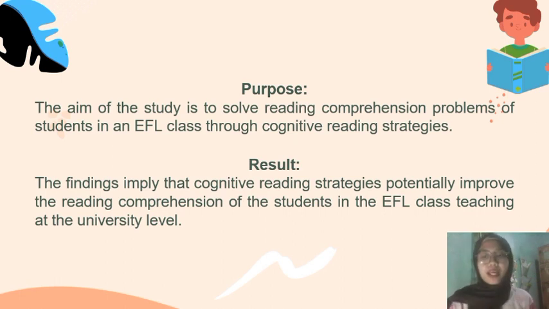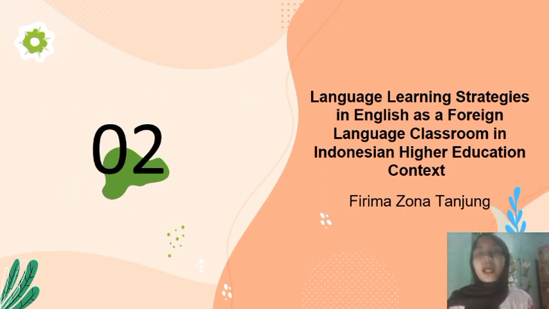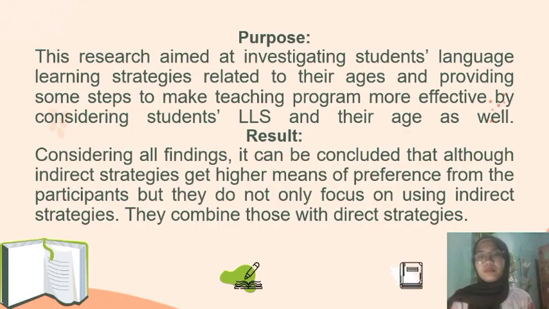university level. And the second article is Language Learning Strategies in English as a Foreign Language Classroom in Indonesian Higher Education Context. And this article was written by Firima Zona Tanjung. So the purpose of this article is to investigate student language learning strategies related to their age and providing some steps to make teaching program more effective by considering student learning language system and their age as well.